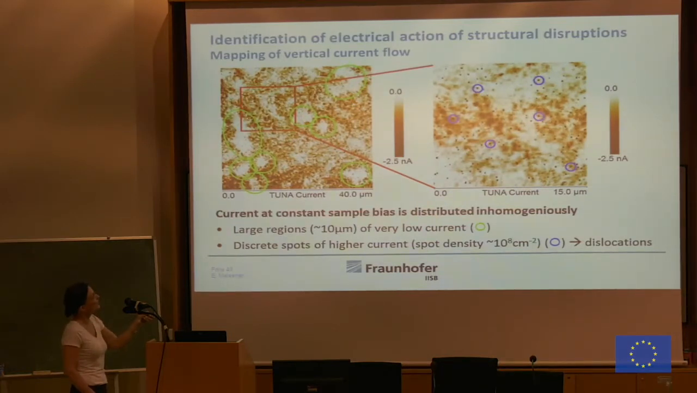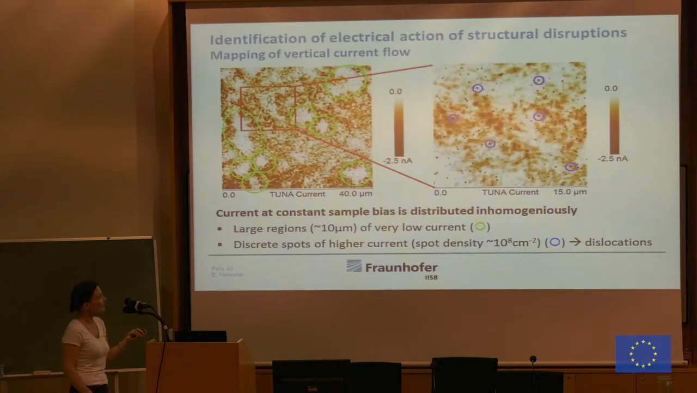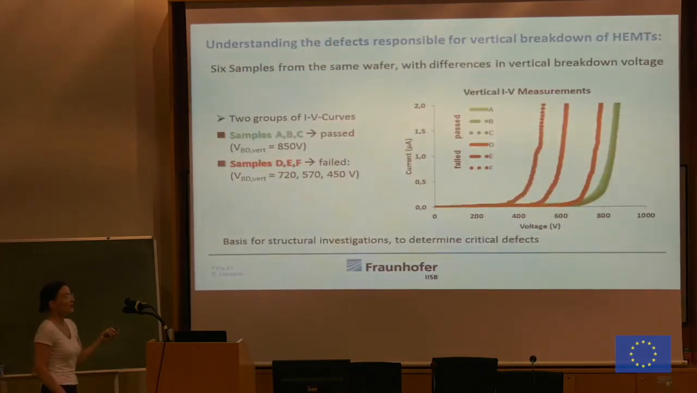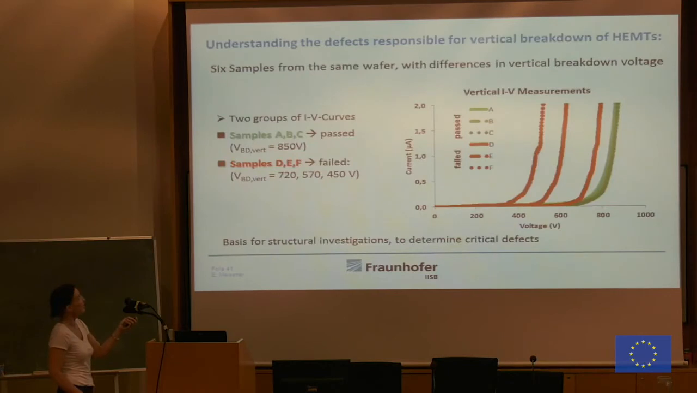surrounding. And you can see if you enlarge this region, for example, these dark spots, they are discrete spots of very high conductivity, and you can relate this to dislocations and to the majority of screw dislocations, or eventually bundles of dislocations. Now, this is how we can visualize what dislocations are doing to a crystal structure.